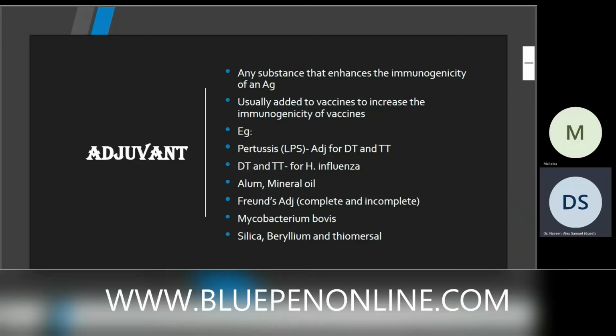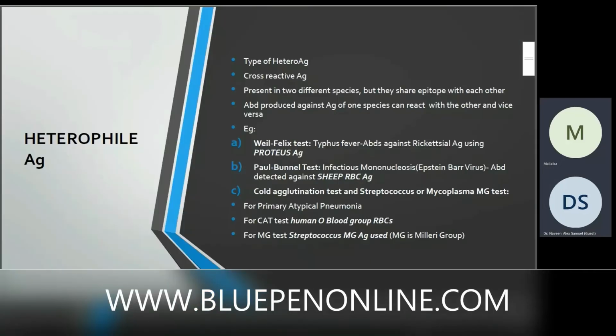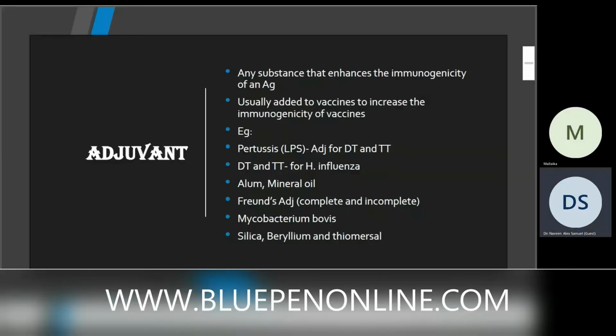And antigenicity is actually antigen and antibody binding. So what is an adjuvant? An adjuvant is a substance which enhances the immunogenicity of an antigen, usually added to vaccines to increase the immunogenicity of vaccines. So an adjuvant is just an additive, and it increases the immunogenicity of an antigen.